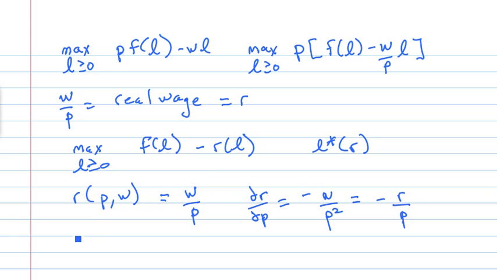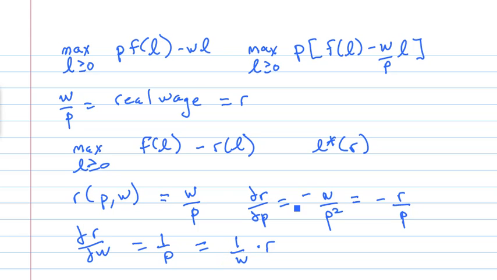We can likewise compute the partial of R with respect to W, which is the derivative of W over P with respect to W, which is just 1 over P, or we can rewrite that, by multiplying by W and then dividing by W, as 1 over W times R.